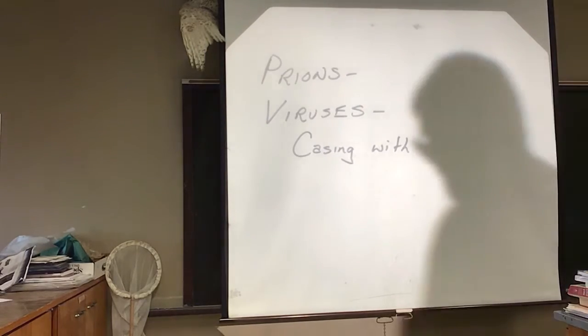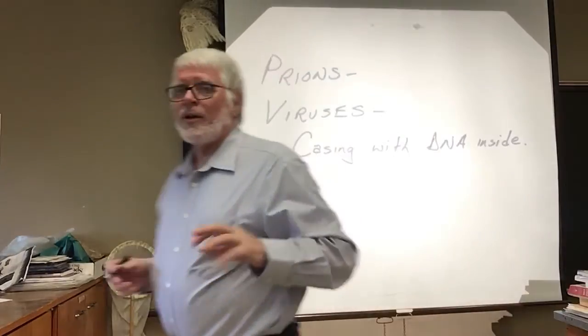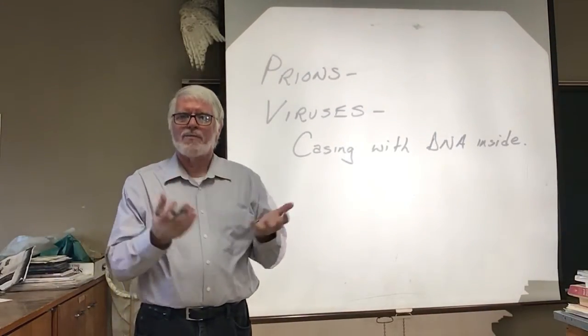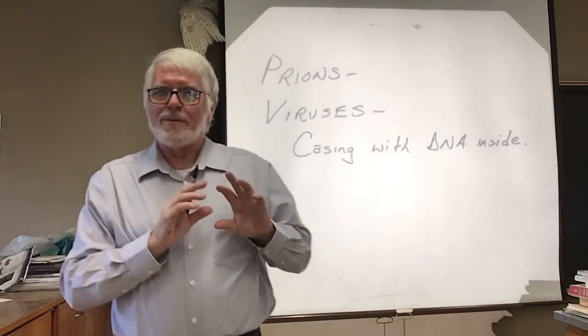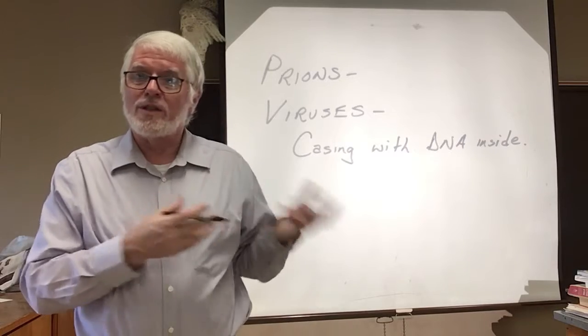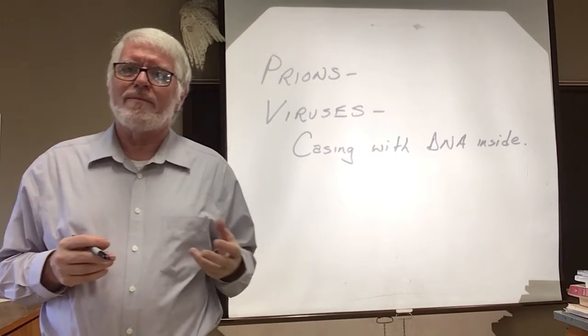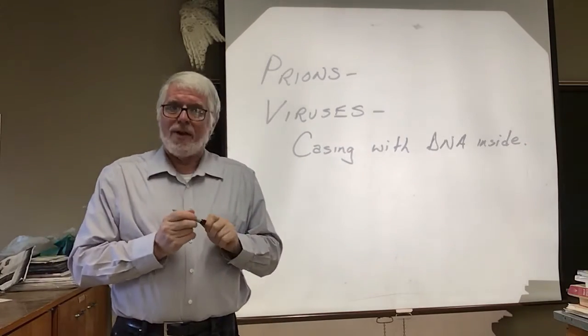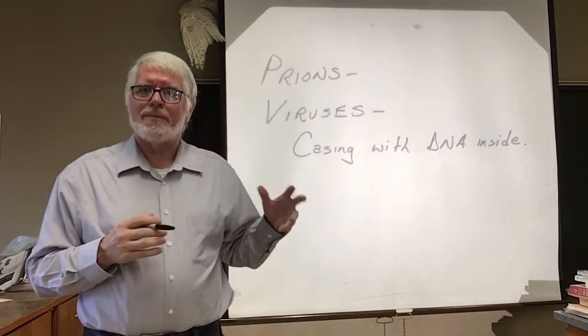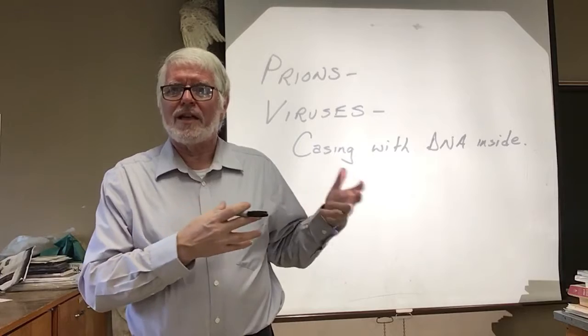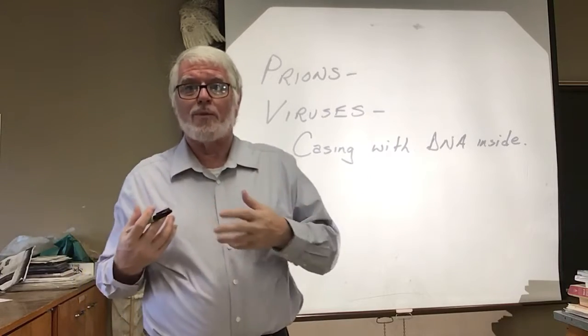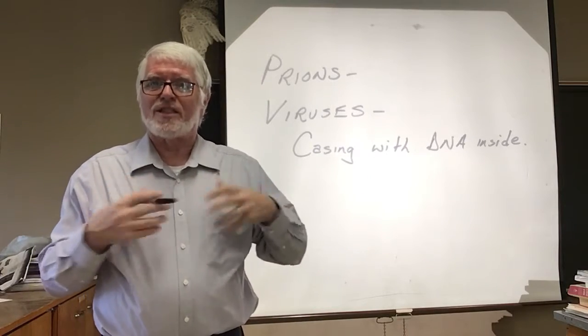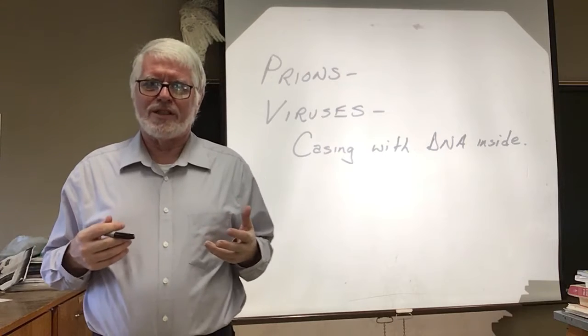A classic virus is a casing, usually made out of a collection of proteins, sometimes a piece of host membrane that it steals and takes with it, and it's got DNA inside. Now there are variants. A lot of times there's DNA and maybe one or two other proteins that are brought with it in order to help it start up in the next host cell.